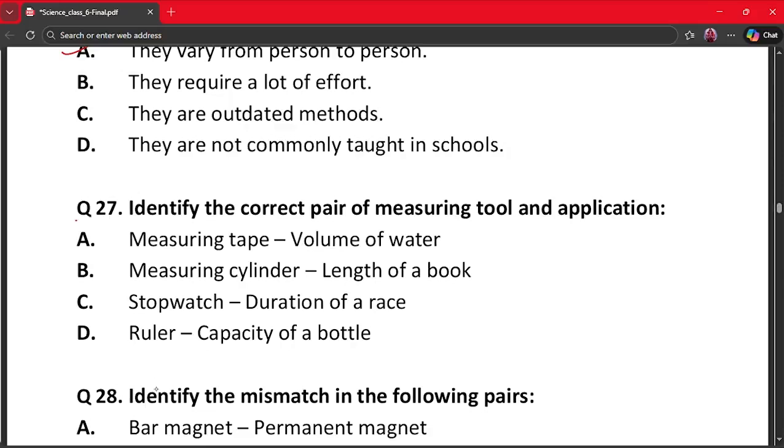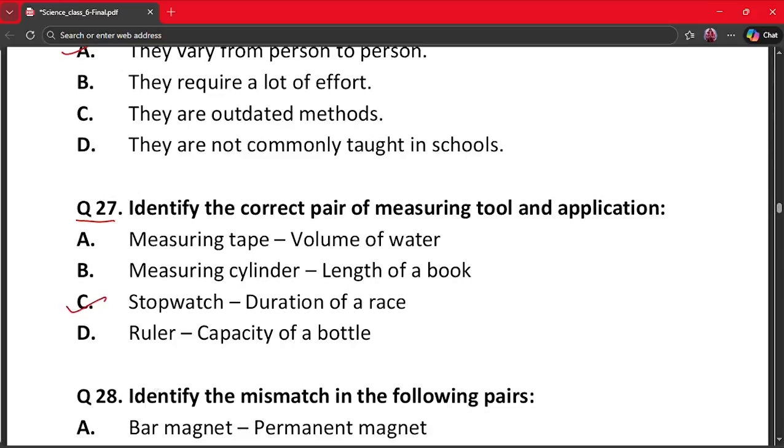Next question is question number 27. Identify the correct pair of measuring tool and application. A. Measuring tool, volume of water. B. Measuring cylinder, length of a book. C. Stopwatch, duration of a race. D. Ruler, capacity of a bottle. The correct answer is option C.